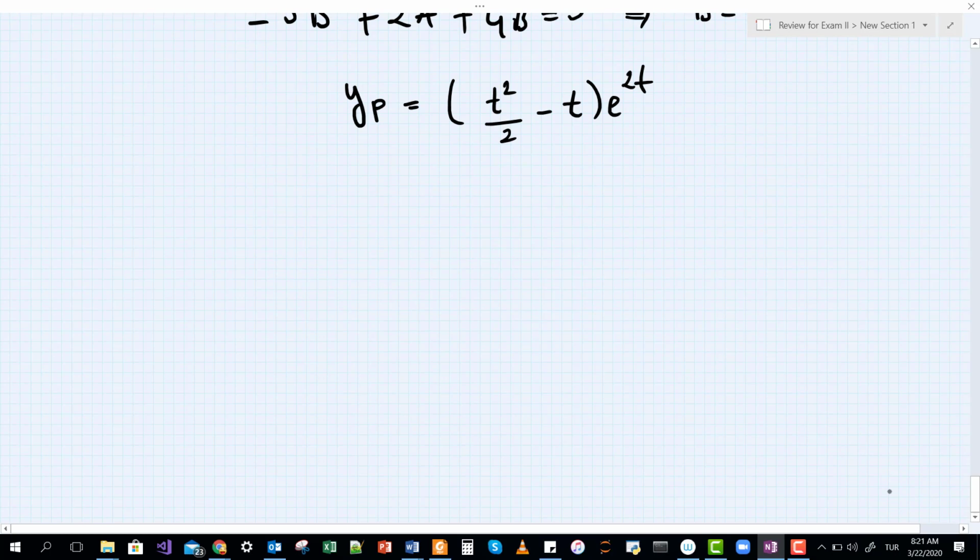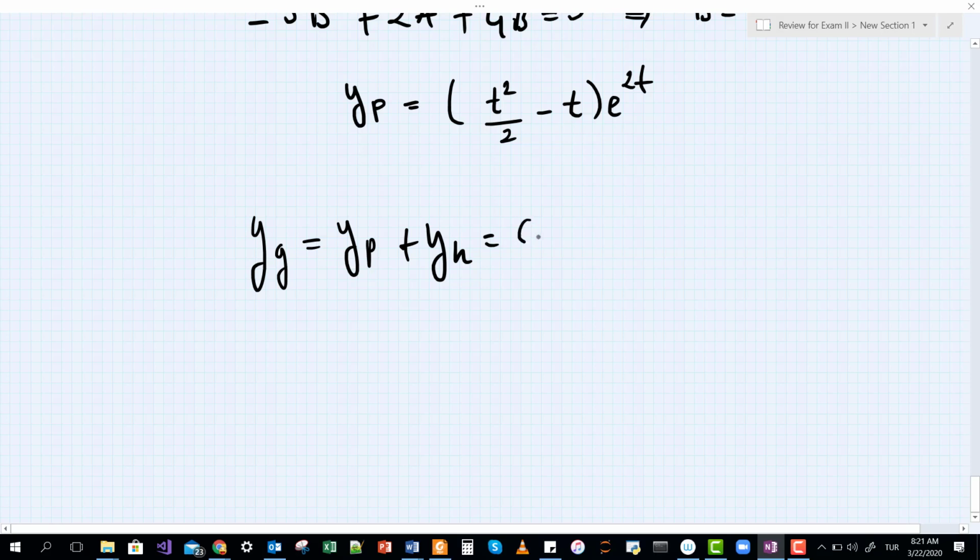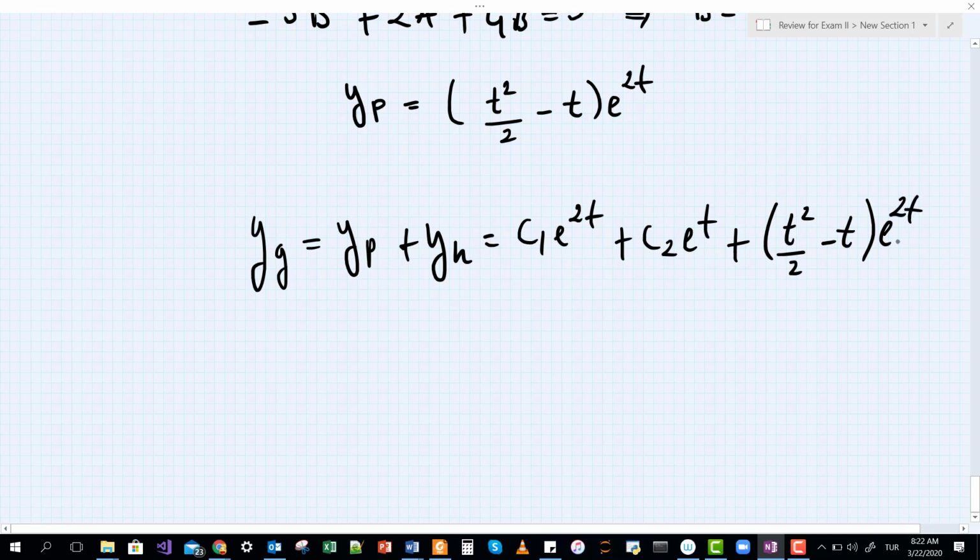And then I'm going to write the complete problem by stating the general solution. The general solution is equal to yp plus yh. yh is equal to c1 e to the 2t plus c2 e to the t, this is the homogeneous part, and then yp is equal to (t squared over 2 minus t) e to the 2t. So you can prefer to write it in this way as well. I just wanted to show you that you can do that.